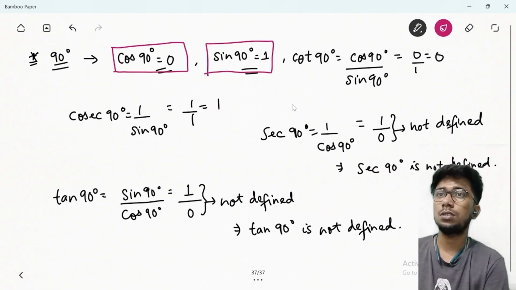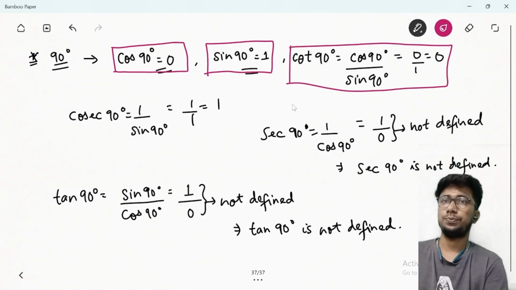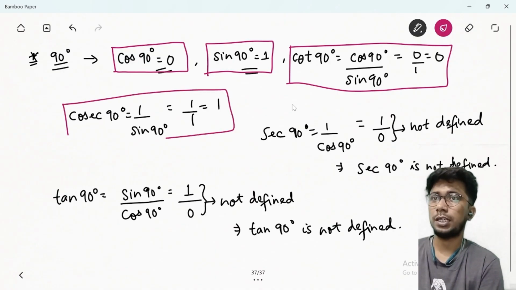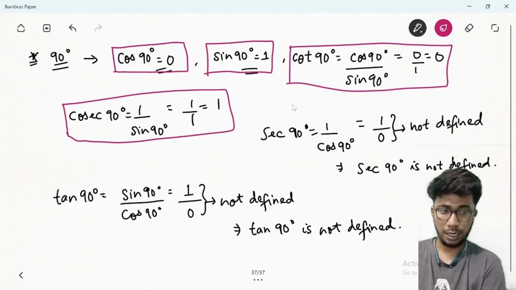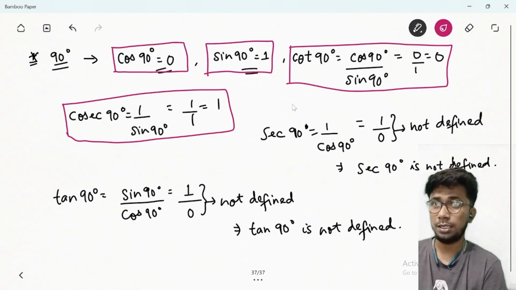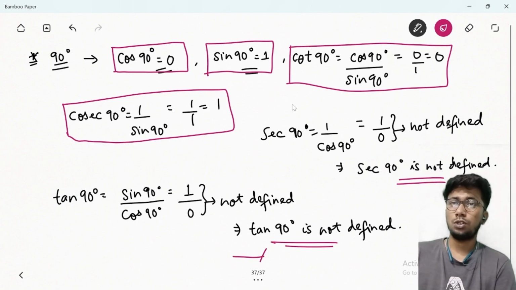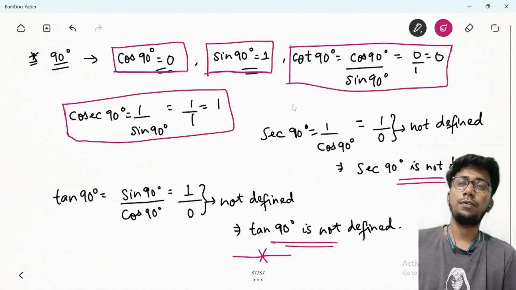Alright, so we now also have the values of trigonometric ratios for 90 degrees, that is cos 90 is 0, sin 90 is 1, cot 90 is 0, cosec 90 is 1. Tan 90 is not defined, and similarly sec 90 is not defined. So now we have the values of trigonometric ratios for all the angles that we have to study.